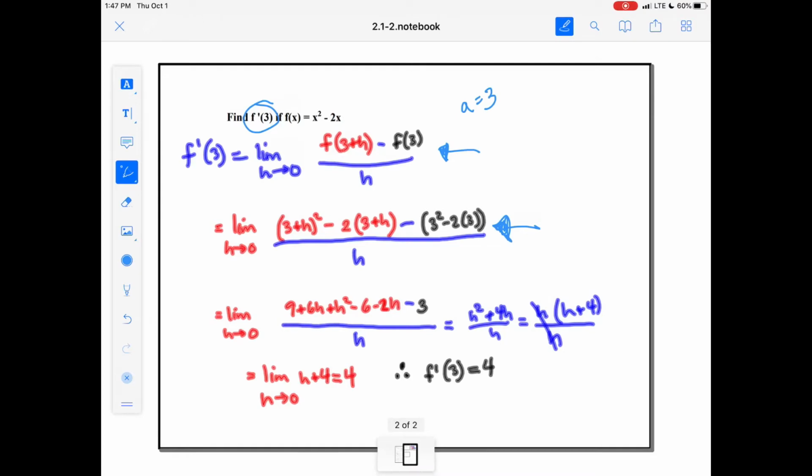We're going to clean it up next, and then we plug in 3 into our f of x. And then that takes us to our third step where we simplify, we combine like terms, we cancel out what we can. And you'll see that the 9 cancels with the minus 6 and the minus 3. The 6h and the minus 2h become 4h. And then we're left with that step where we factor out an h, and then we take the limit as h approaches 0, and that gives us 4. So using our limit definition, we have evaluated that our f prime of 3 is 4.